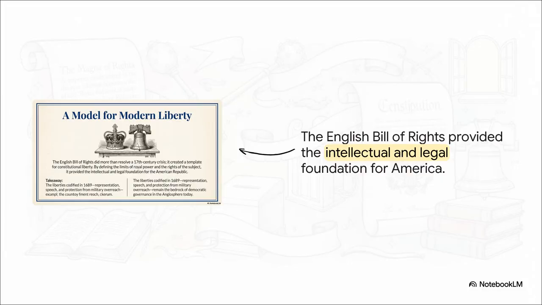So when you boil it all down, watch the main point. The English Bill of Rights was so much more than just a political document from the 1600s. It was the original template for liberty. It was the first time anyone really put legal limits on a ruler's power, and in doing so, it created the foundation, the intellectual and legal bedrock for what would become the United States of America.